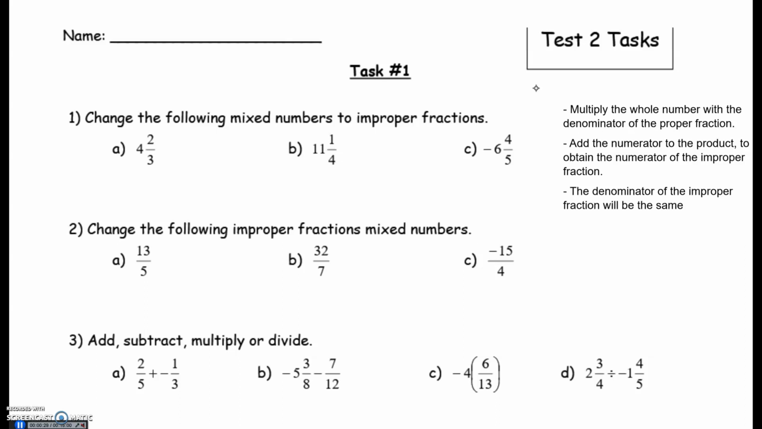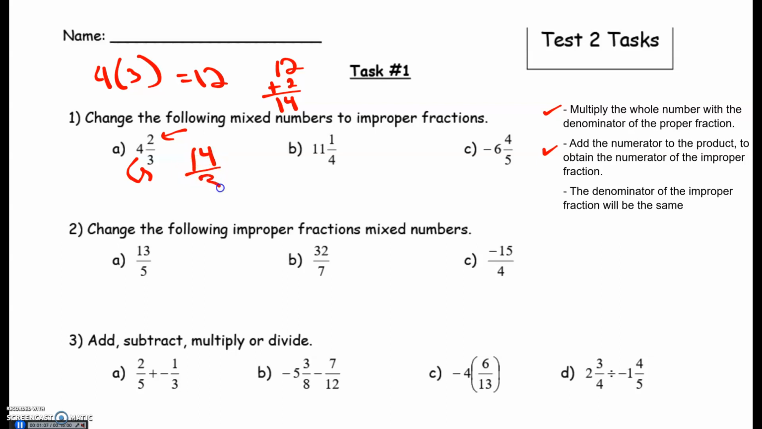So we want to multiply the whole number times the denominator, and that's 4 times 3, we get 12. Alright, after that we want to add the numerator to the product. So since I got 12, the numerator is the number on top. We're going to add that to that number 12. 12 plus 2 gives us 14. And then lastly, we take the denominator of the improper fraction, and it's going to be the same. So we're going to keep that number 3, and our final answer is going to be 14 over 3.